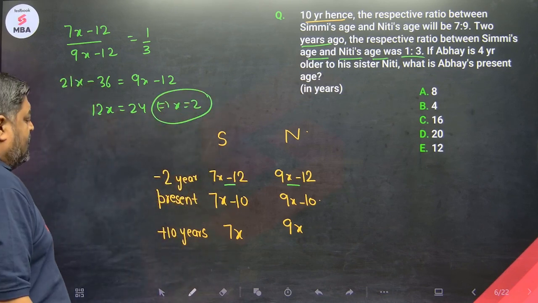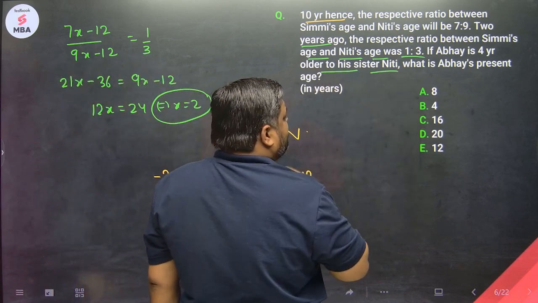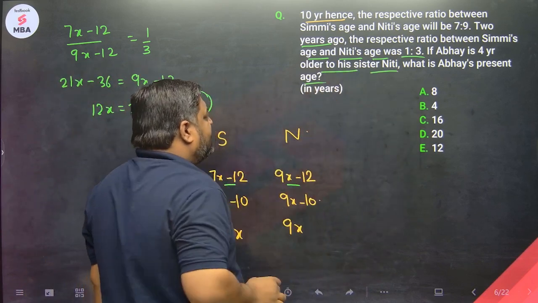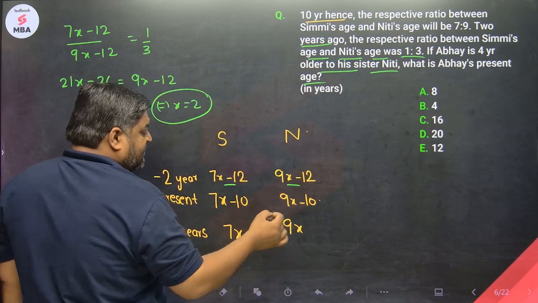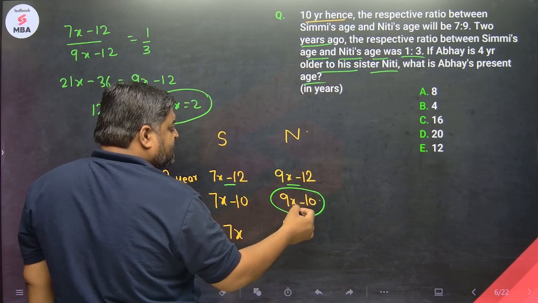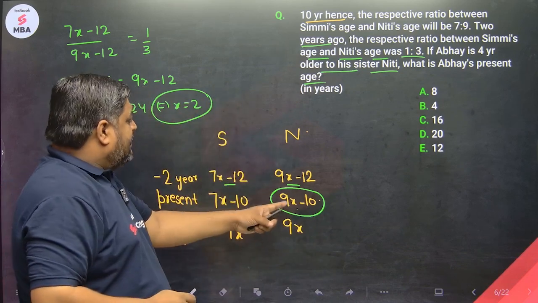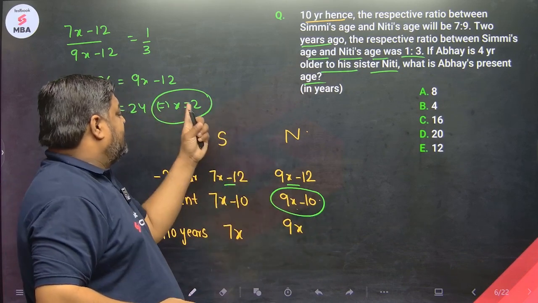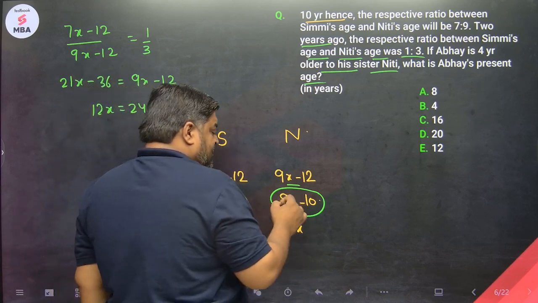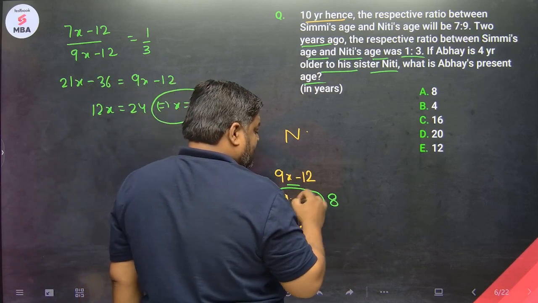Abhay is 4 years older than his sister Niti. What is the present age of Abhay? Acha, what is the present age of Niti? Niti's present age is 9x minus 10, where x is 2. So this is 9 into 2, 18 minus 10, 8 years. Yes or no?